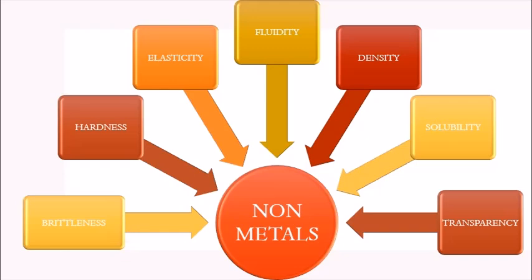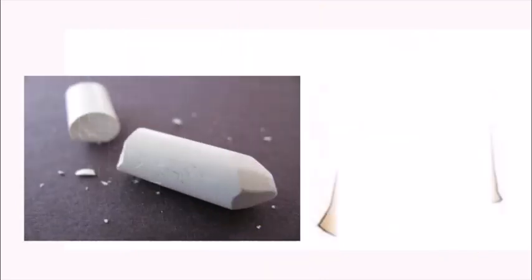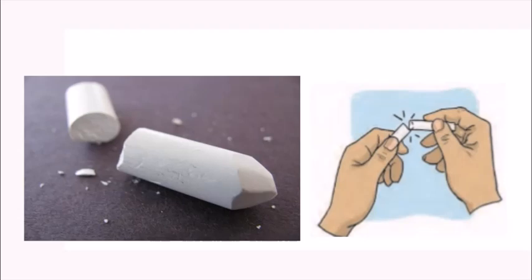Let's understand each one of them, and understand what these properties actually are. You must have observed that whenever we apply more pressure on substances like chalk, glass or brick, they break very easily into very small and minute pieces or particles. Such substances possess the property of brittleness. So, any substance which can be broken very easily, even coal, and converted into minute particles, has the property of brittleness.